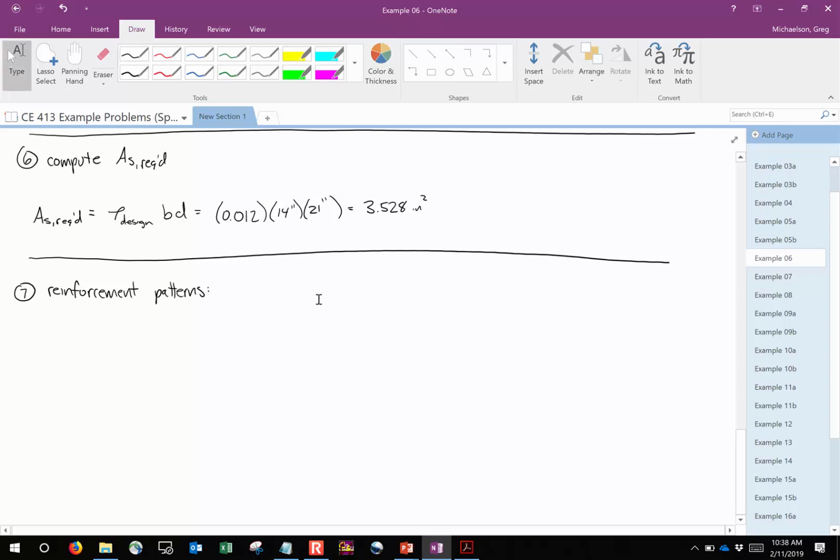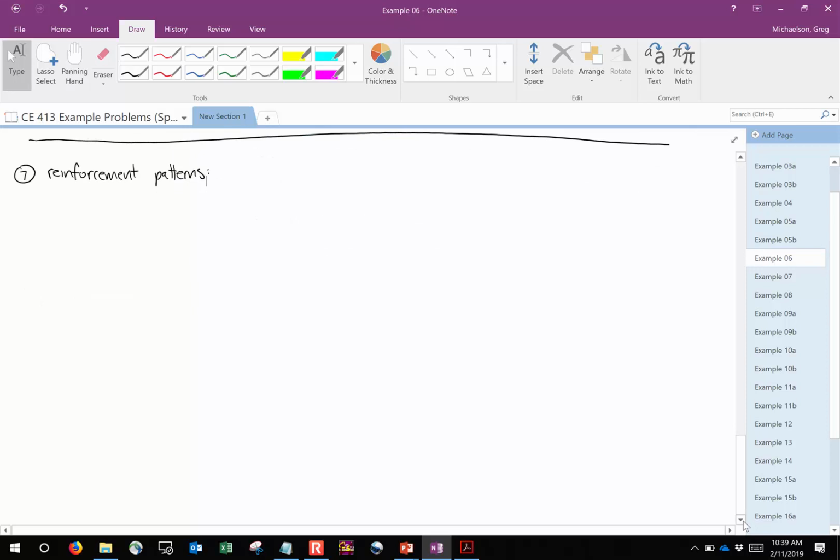Okay. Let's talk about reinforcement patterns. So we know the size of the beam, but what we don't know is what pattern of steel we're going to go with. I mean, we know we need 3.528 square inches. Okay, we know we need that. But there's a number of different ways we could go about that.